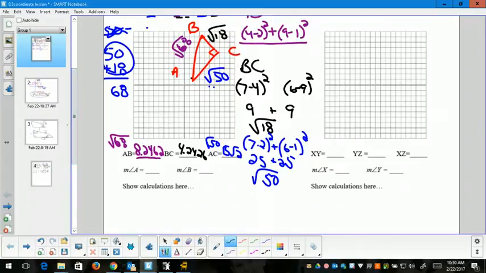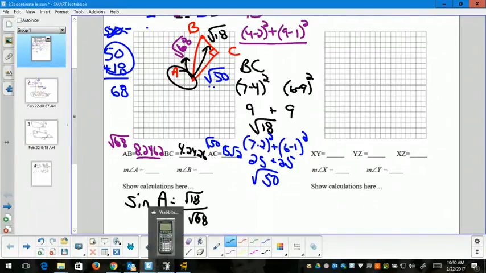When I go to find angle A, maybe I look at the opposite side and the hypotenuse. What trig function would I use if I was using opposite and hypotenuse? The inverse of. Please don't say sin. It's not sin, it's sine. But you are correct about the trig function. It is sine of A would be square root of 18 over square root of 68.